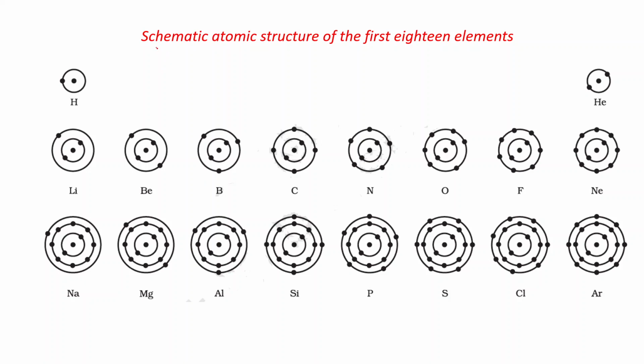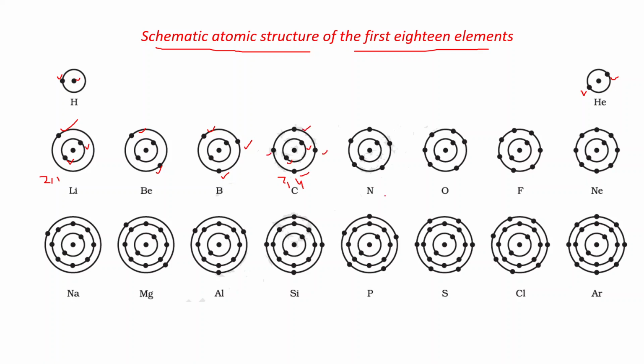Now this is the schematic atomic structure of the first 18 elements. The hydrogen, this is the nucleus. 1 electron is there in the first shell. Helium, 2 electrons in the first shell. Now in lithium, this is 2, 1. It means in the first shell 2 electrons and in the second shell 1 electron. Beryllium, this is 2, 2. In boron, this is 2, 3. Carbon, this is 2, 4. 2 electrons in the first shell and 4 electrons in the second shell.